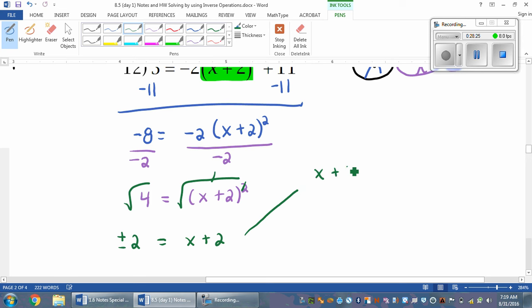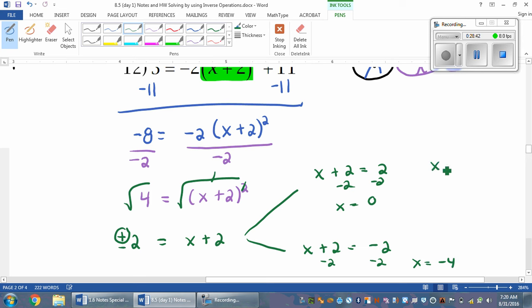You have x plus 2. One of them can equal positive 2. And then you have x plus 2. The other one can equal negative 2. Last, solve the equations. Minus 2 from both sides, x is equal to 0. Subtract 2 from both sides, x is equal to negative 4. Right, solutions are negative 4, comma 0.